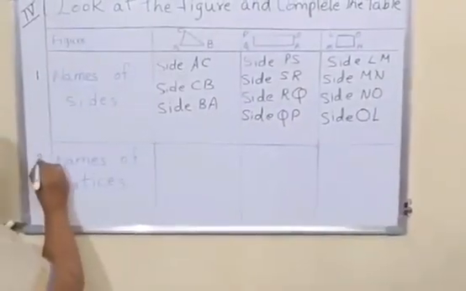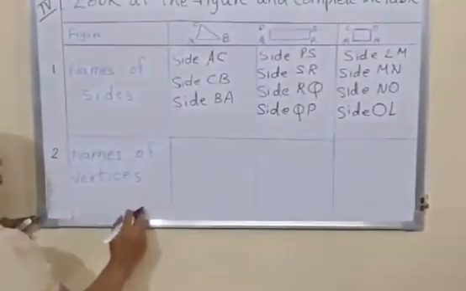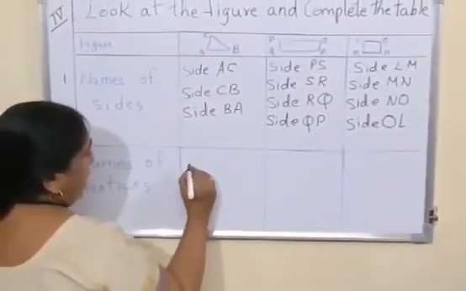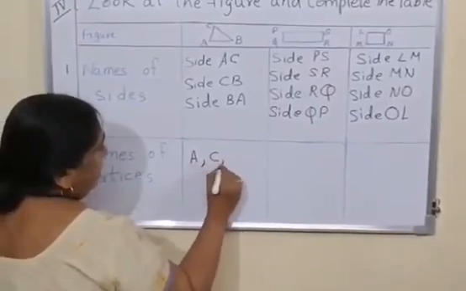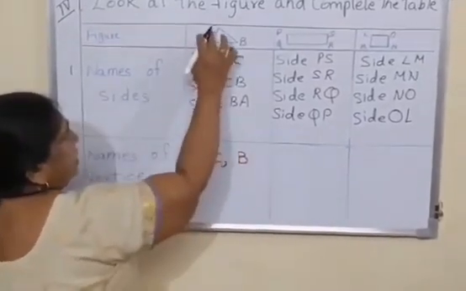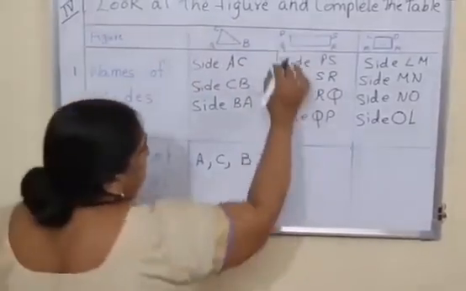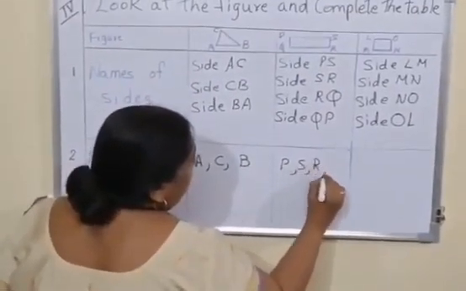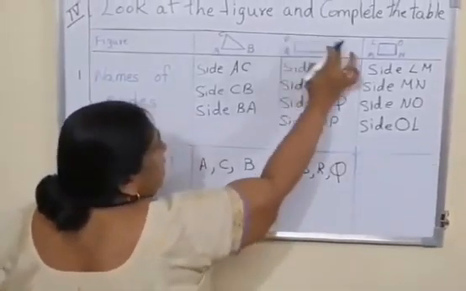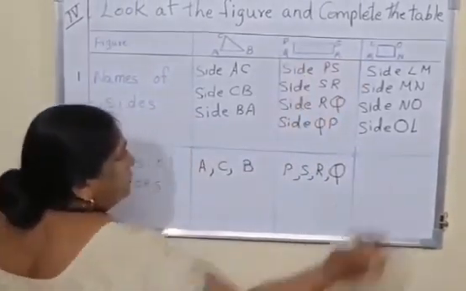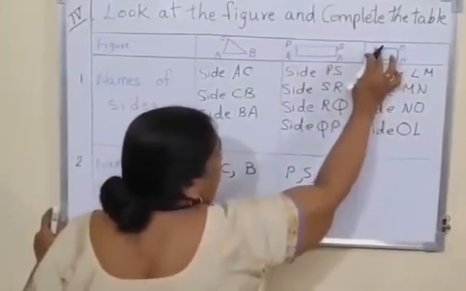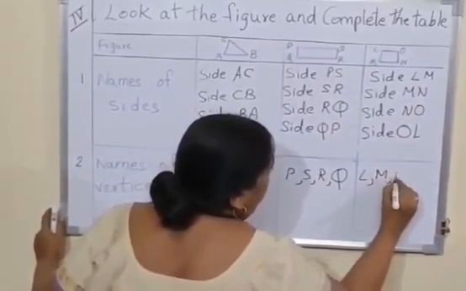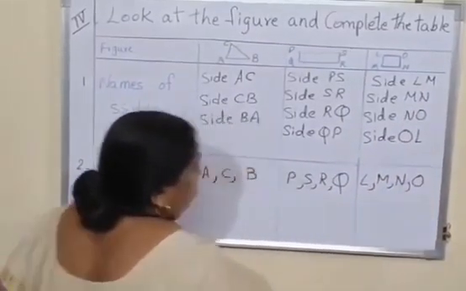Now your second question here is names of vertices. So we have to write the names of the vertices of the triangle, rectangle and square. Here it will be A, C, B. Now here it will be P, S, R, Q. Let us start with the square: L, comma, M, comma, N, and O.